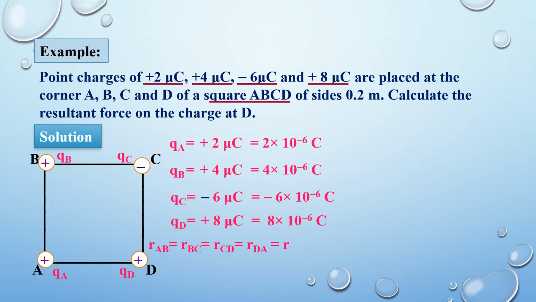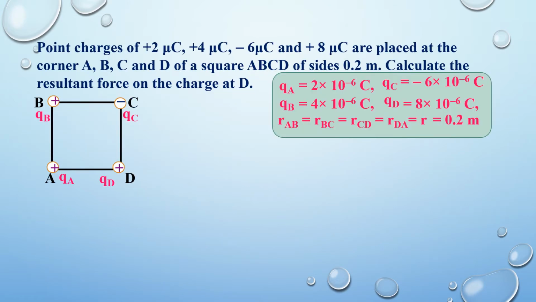Now as it is a square, by symmetry the distance from A to B, from B to C, from C to D and from D to A should be the same, which we will consider as R, equal to 0.2 meters. With this data, the first thing I have to find is the force on the charge at D due to the charge at A. We know the charges at D and at A, and the distance is also known, so we will use Coulomb's law.